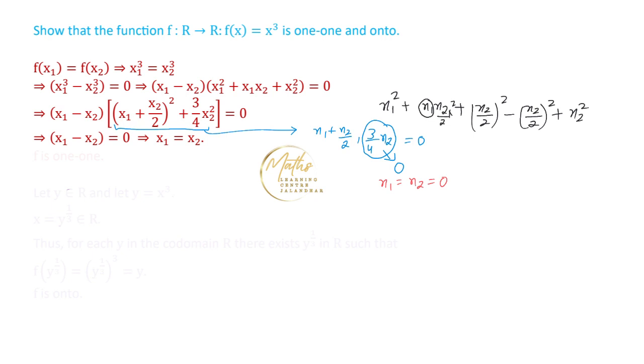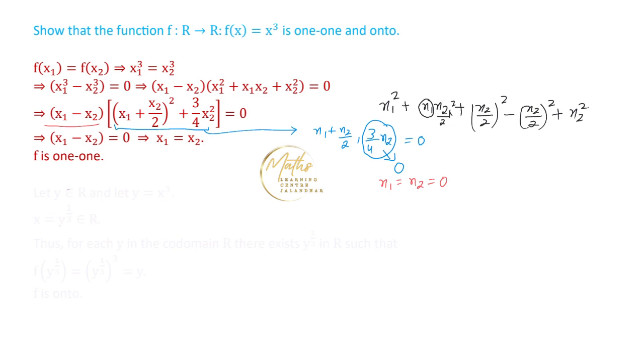I am again repeating this step. We have these two terms over there. Either this term is equal to 0 or this term is equal to 0. If we equate x1 minus x2 to 0, we get x1 is equal to x2. And if we equate this term to 0, this will be 0 only when x1 is equal to x2 is equal to 0. So in both the cases, we have obtained that x1 is equal to x2. So we are saying that function f is a one-one function.